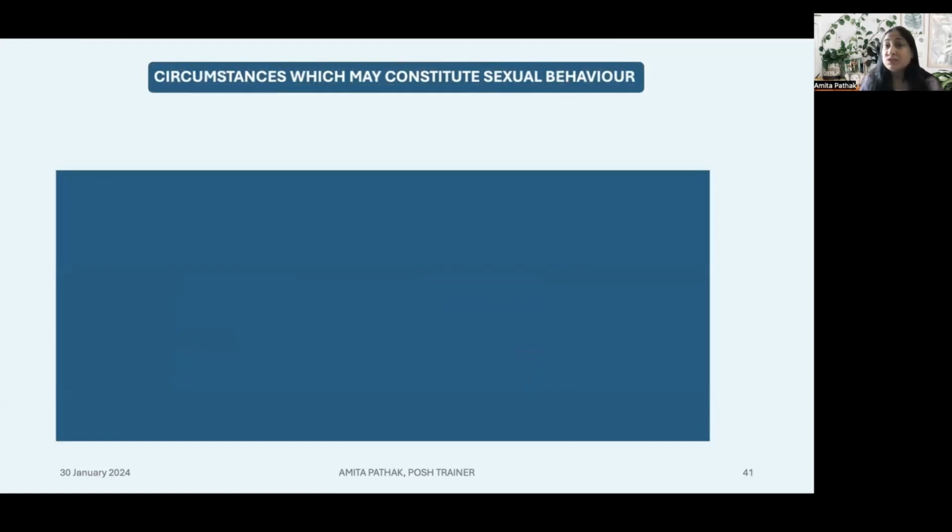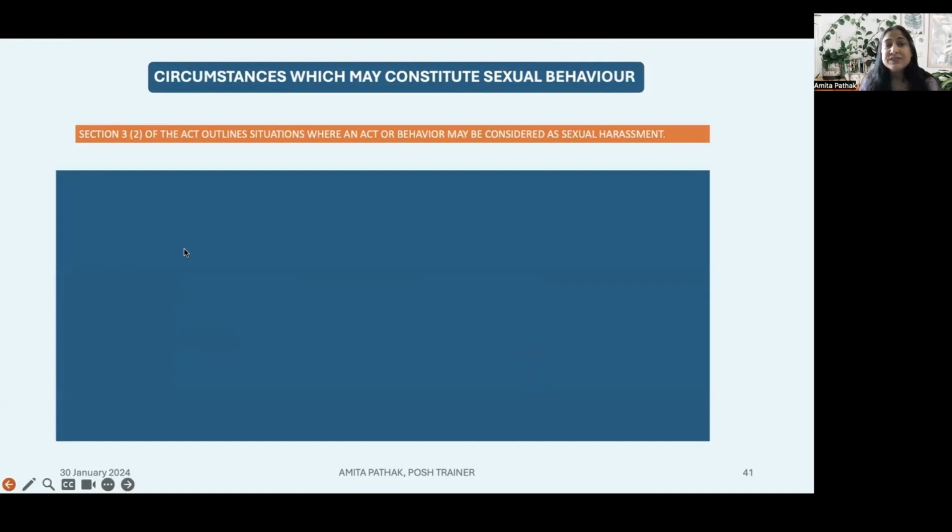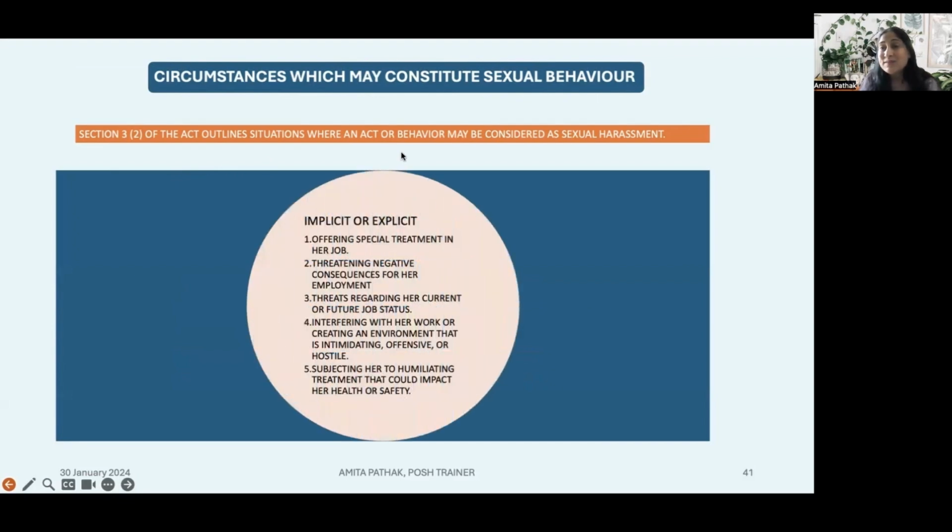Let us understand the various circumstances which may constitute sexual harassment. Section 3(2) of the Act outlines situations where an act or behavior may be considered sexual harassment, implicit or explicit, either indirectly or in a suggestive way. This includes offering special treatment in her job, threatening negative consequences for her employment, threatening her current or future job status, interfering with her work, creating an intimidating, offensive or hostile environment, or subjecting her to a humiliating environment that could impact her health or safety. If someone is doing these things, whether directly or in a suggestive way, it is also considered sexual harassment.